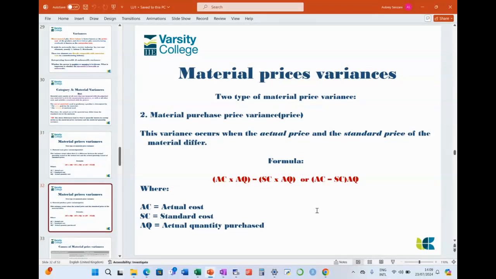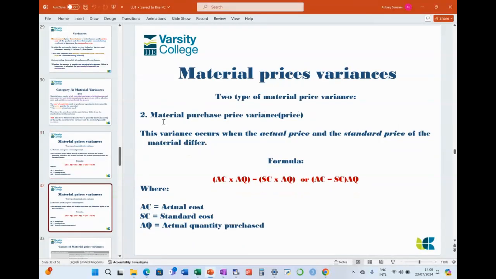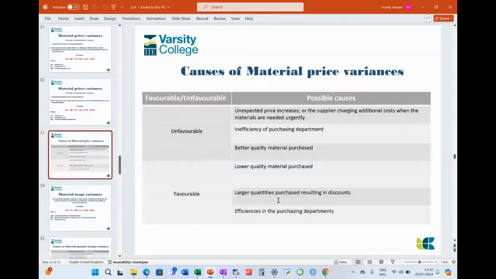Is this still material price variance? Yes, it is. Maybe we duplicated two types of material price variance. Okay, so the first one actually was material issue price variance, issue. Okay, so here, material price variance. The variance occurs when the actual price and the standard price of the material differ. I think maybe there was a duplication there, maybe.